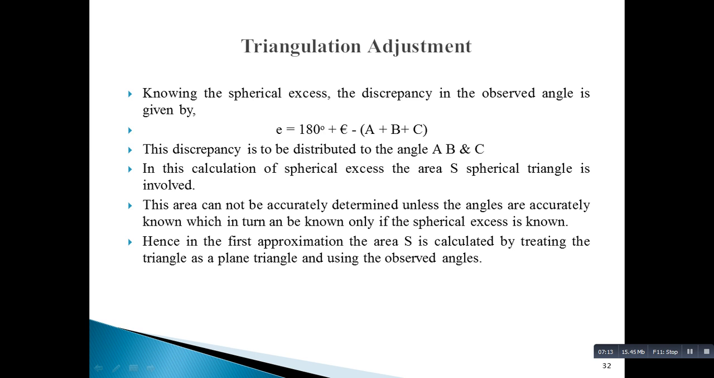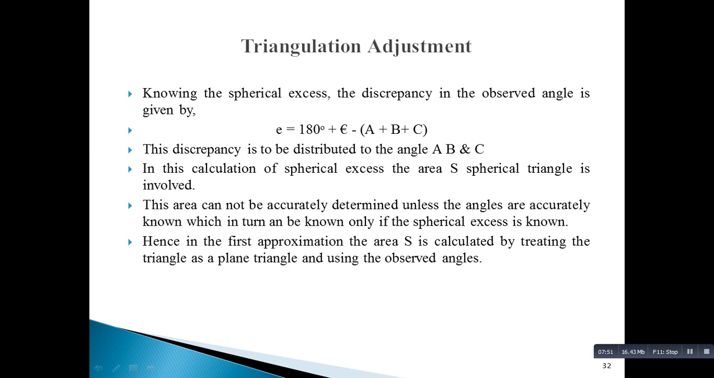In this calculation of spherical excess, the area of the spherical triangle is involved. This area cannot be accurately determined unless the angles are accurately known, which in turn can be known only if the spherical excess is known. So to calculate all the remaining two sides of the triangle, initially we must know the spherical excess. Then only we can calculate the remaining parameters of the triangle.